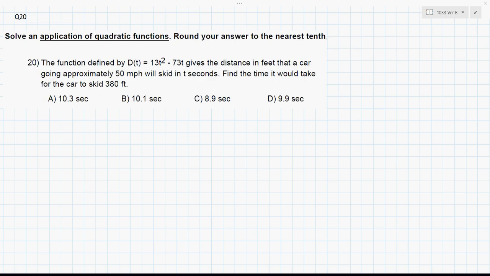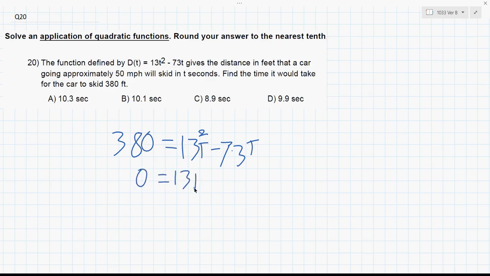380 feet. So at this point, we're going to put 380 feet in as our d of t. We will set it equal to 13t squared minus 73t. And then we will move it over to the other side, which means 0 will equal 13t squared minus 73t minus 380. At which point we realize that we cannot factor this on our own.